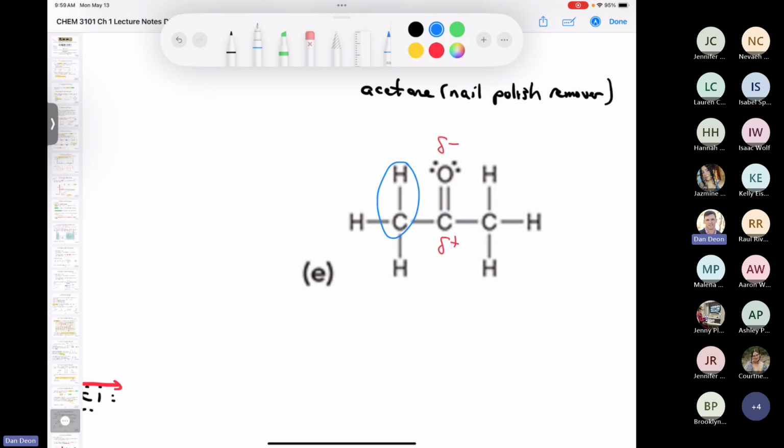That's less than 0.5. It's non-polar. So therefore, this is the only polar bond in the entire molecule.